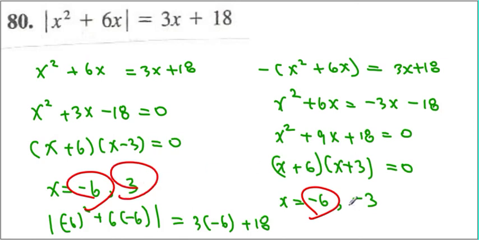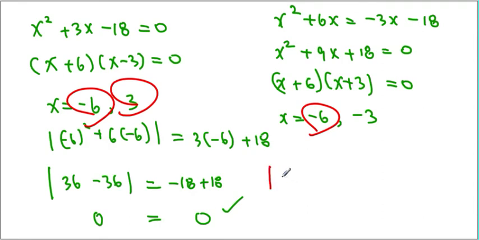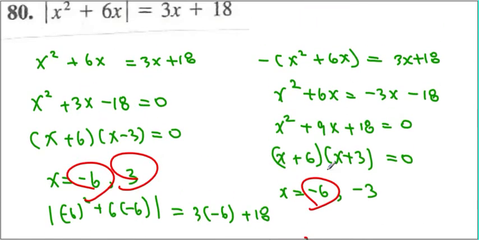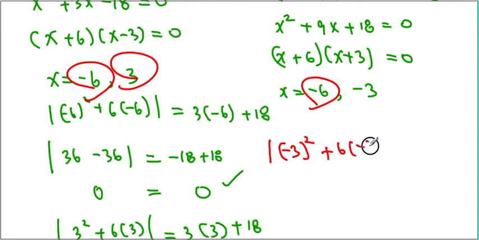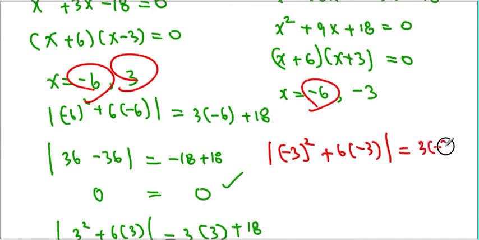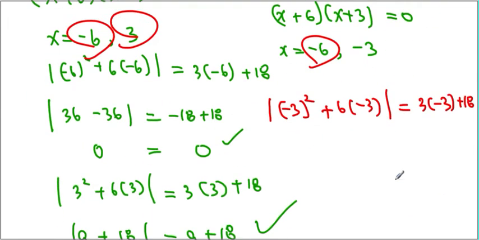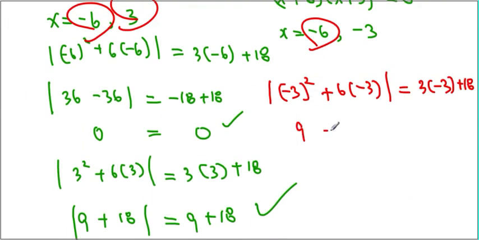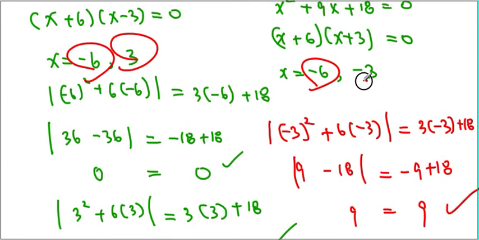In case of negative 3, let's plug it in. Negative 3 squared plus 6 times negative 3. Is that in fact equal to 3 times negative 3 plus 18? Now, here we end up getting 9 minus 18 with the absolute value. And on the right side, we get negative 9 plus 18. On the right side, we end up getting 9. On the left side, we get negative 9, but because of the absolute value, we get positive 9. And that works. So in fact, we have 3 answers: negative 3, positive 3, and negative 6.